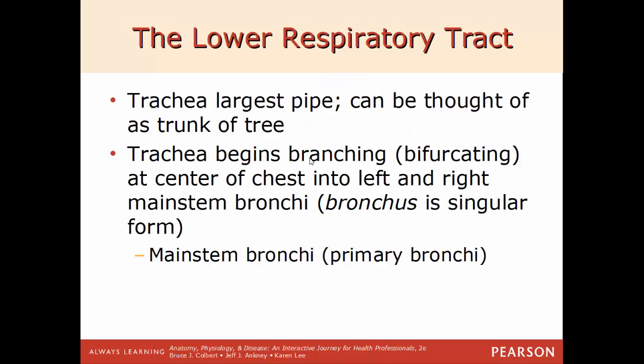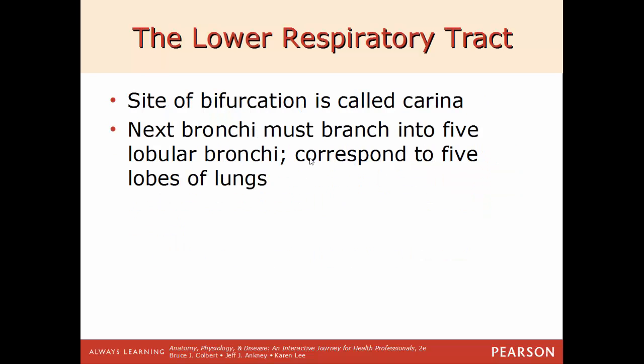So the trachea is the largest pipe of this respiratory system, and it can be thought of as the trunk of a tree. Now, the trachea will begin to branch at the center of the chest into right and left primary bronchi. Now, bronchi is the plural term, and the single form of that word would be bronchus. There's a left bronchus and a right bronchus. And this branching is called bifurcating. Now, the site where this bifurcation occurs is called the carina. That's the actual site where the trachea splits into two different forks.